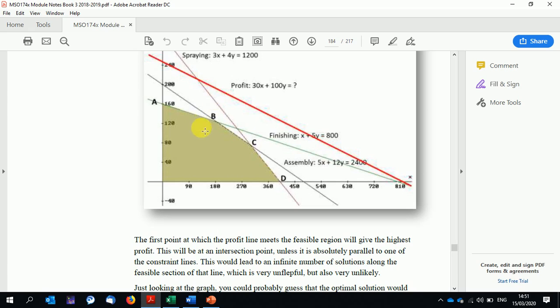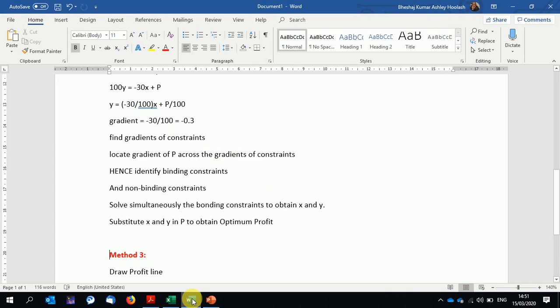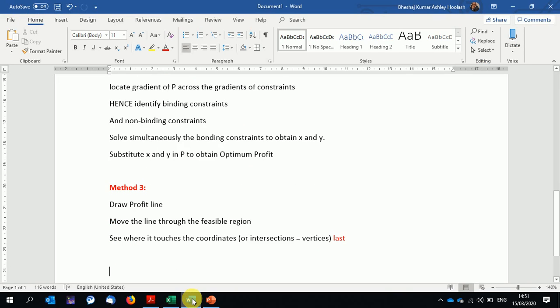So the red line would touch point B last, and hence again use simultaneous equations to find the coordinates, and substitute here in the profit equation. You'll get the maximum profit. Same solution as before. So those were the three methods to find the solution. The solution being small x, small y, and then substitute in the profit equation to get the maximum profit. So there you go. That's method 3 here.